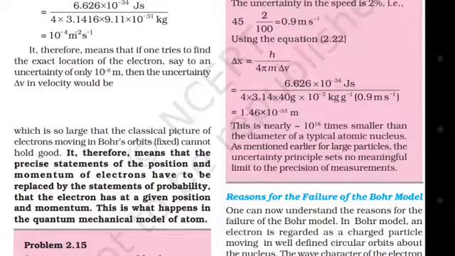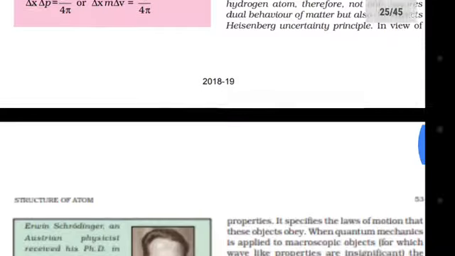So, which is so large that the classical picture of the electrons moving in Bohr's fixed orbits cannot hold good. It therefore means that the precise statement of the position and momentum of electrons has to be replaced by the statement of probability that the electron has a given position and momentum. This is what happens in the quantum mechanical model of atom.